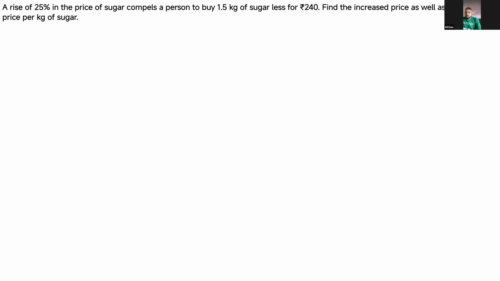Okay, everyone turn on camera, please. See, a rise in 25% in the price of sugar compels a person to buy 1.5 kg of sugar less. So we'll do it in this way now. I think this is the easiest way. See, there is a rise in the price of sugar. So let the original price of sugar be x.